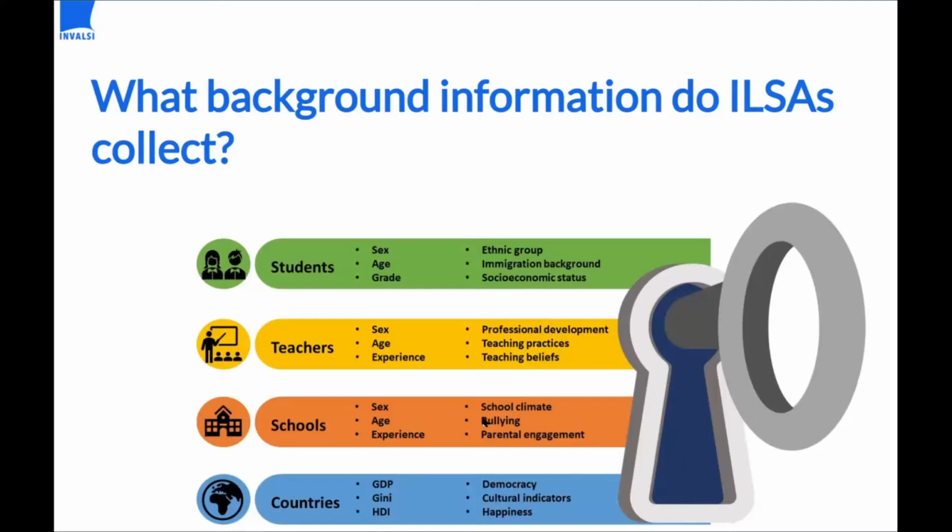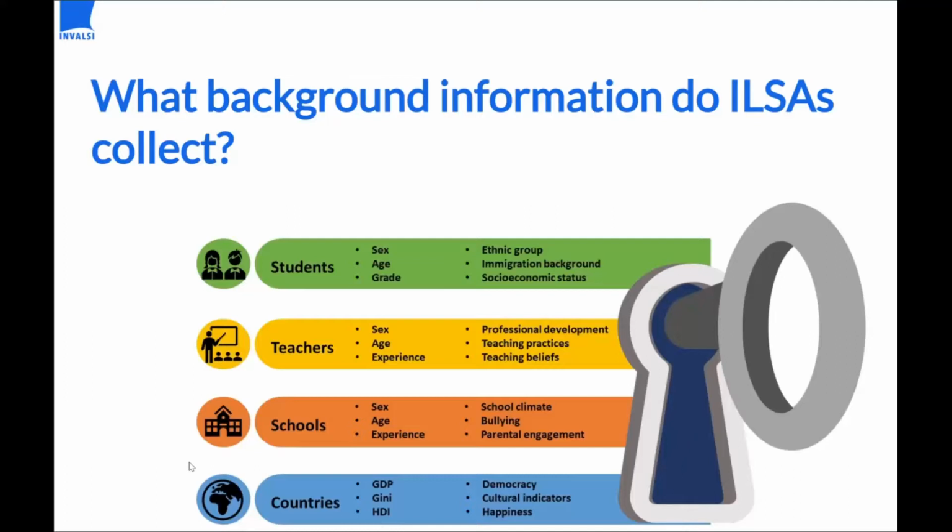So from the students, for example, they collect data like sex, age, grade, whether they belong to an ethnic group, what is their immigration background, socioeconomic status. In the case of teachers, it is also sociodemographic information, but also they collect information about professional development needs and what kind of professional development they are receiving, teaching practices, teaching beliefs. In the case of principals, they collect information about the principal, him or herself, sociodemographic information, but also about the things that happen in the school, like school climate, bullying, parental engagement, etc. And about the countries, this information is not really collected by the survey, but can be easily merged with this information.